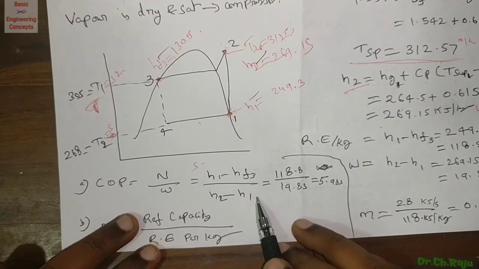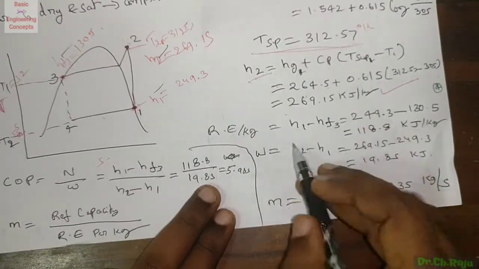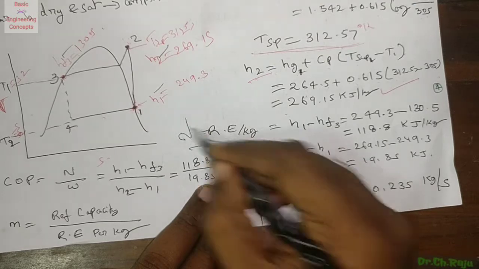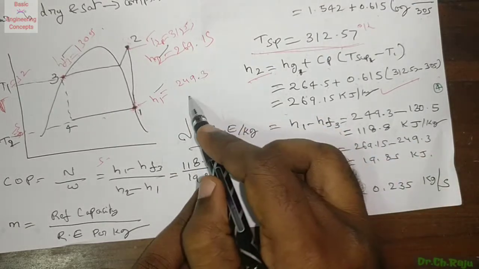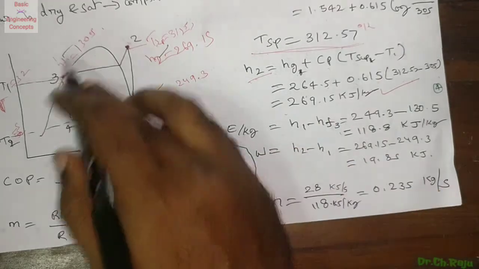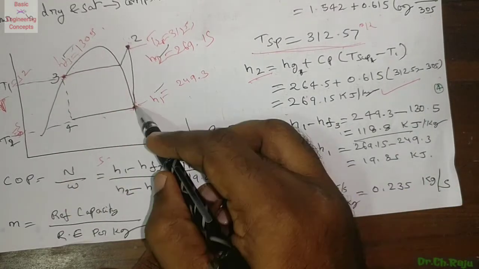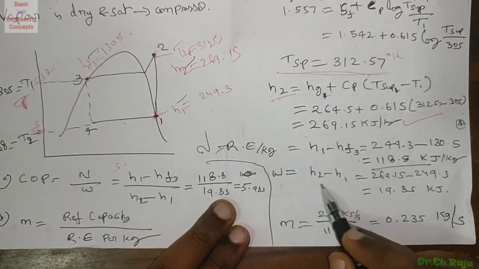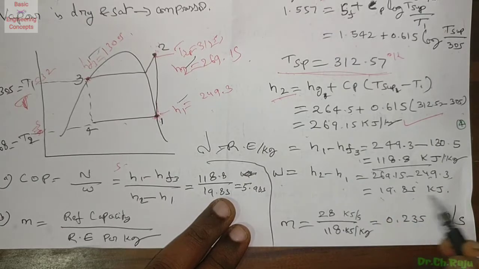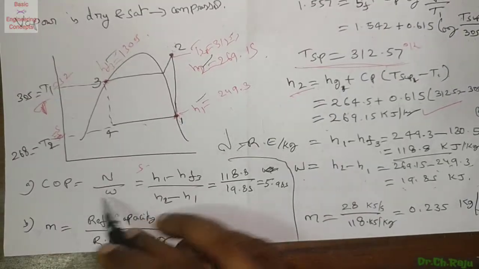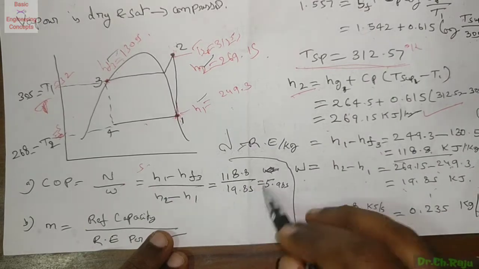Here N by W is calculated. N is the refrigerating effect, N equal to H1 minus HF3, 249 minus 130.5, that is 118. The work done, H2 minus H1, is 269 minus 249, equal to 19.25. So COP is equal to N by W, that is 118 by 19.5.